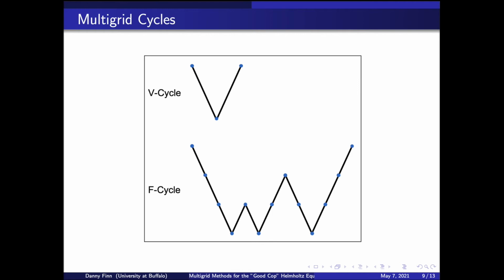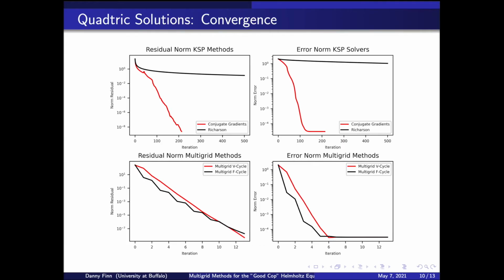And then there's an F cycle, also called a full multigrid cycle, where we go from the finest down to a very coarse, back up to a slightly finer, then coarse, then again a slightly finer, back down to coarse, and then finally back to our finest mesh. So those are the 2 we're going to be using in our test runs. Now let's look at some results.